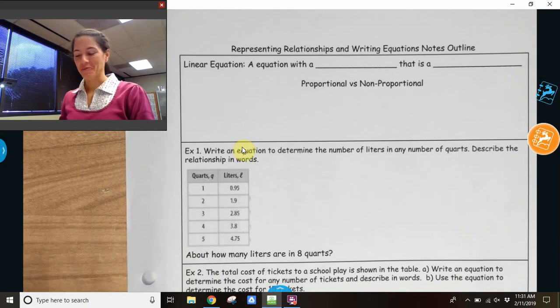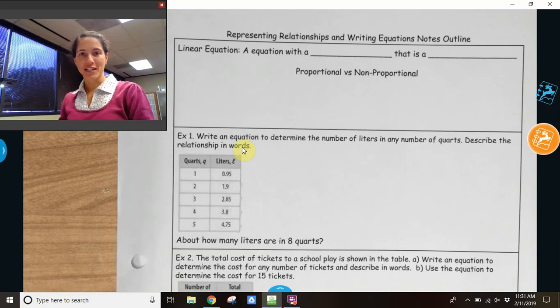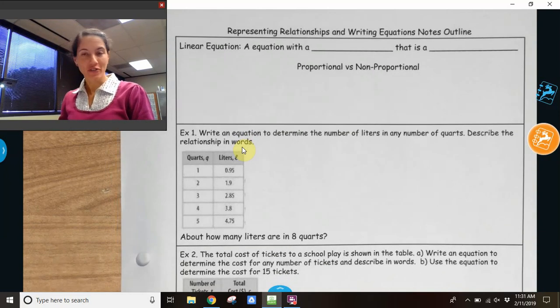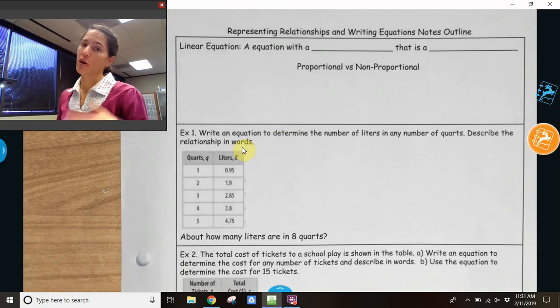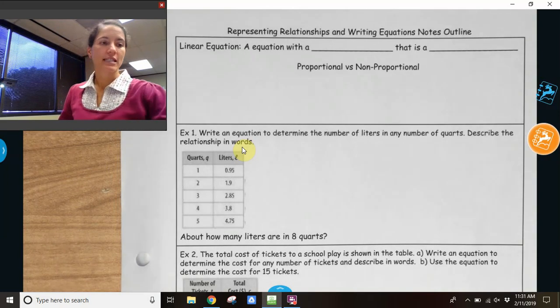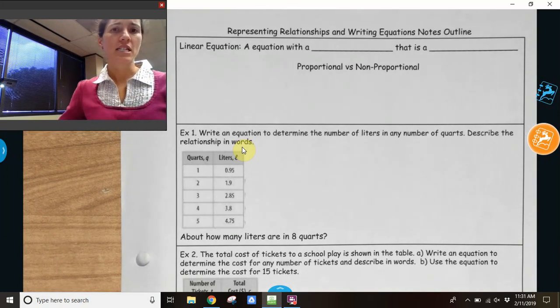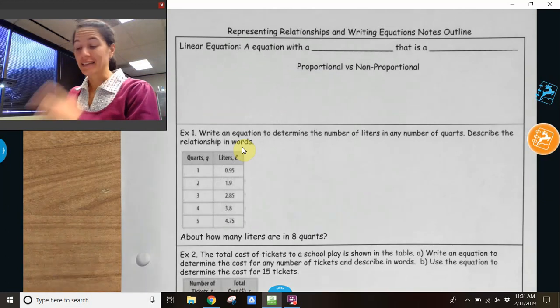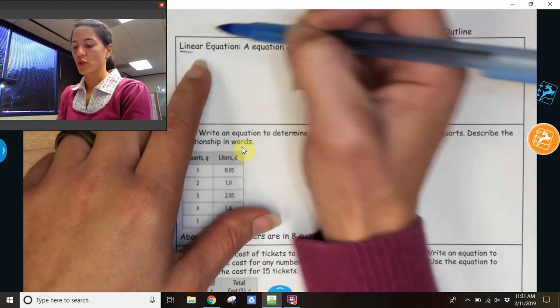Today's lesson is about representing relationships and writing equations. We're still writing equations. We've talked about slope, we've talked about intercepts. And so a few important things here is an equation, a linear equation. Notice the root word is line.